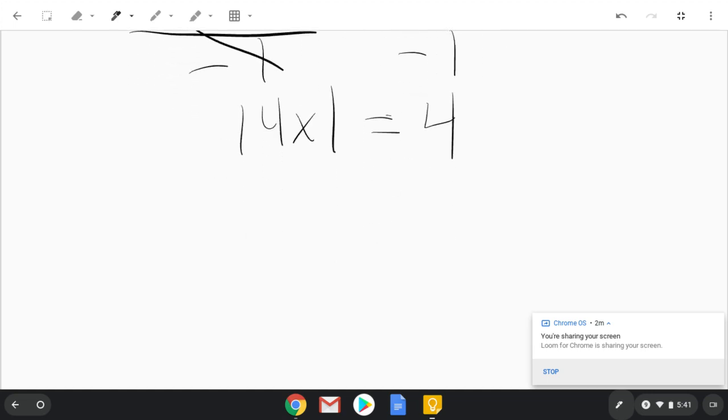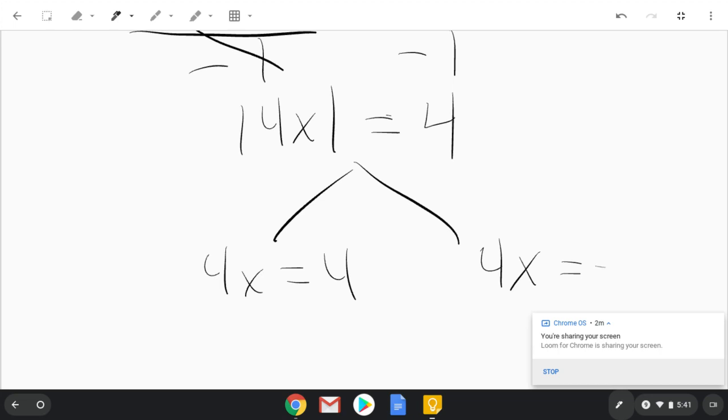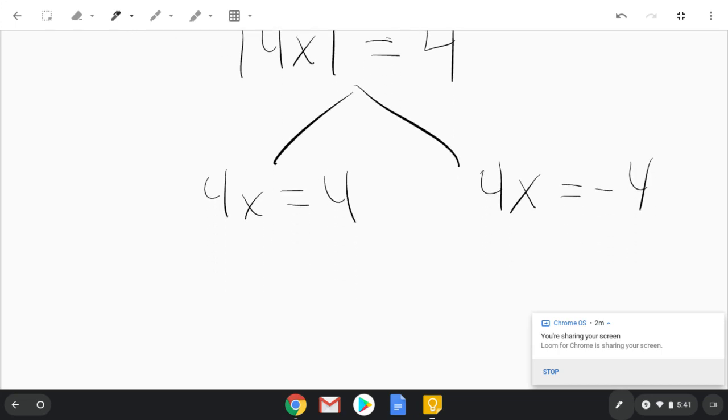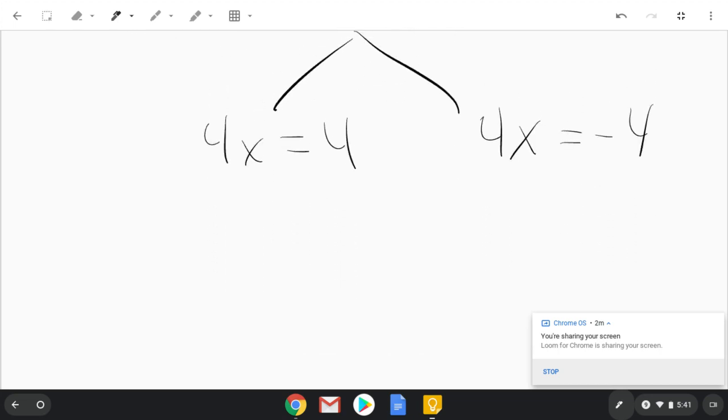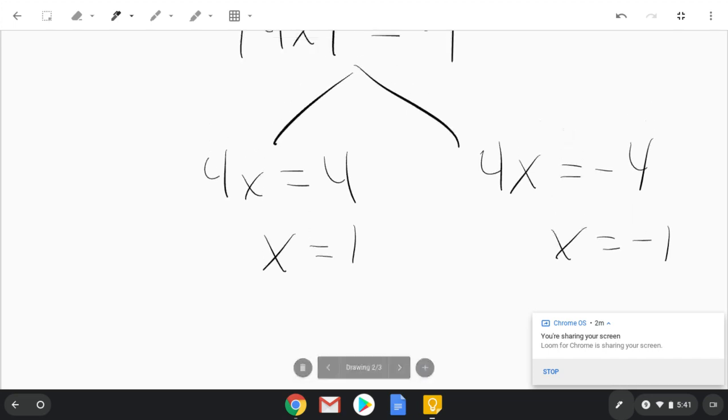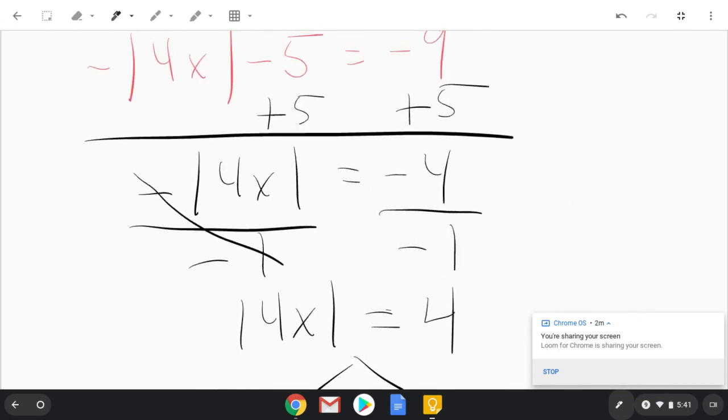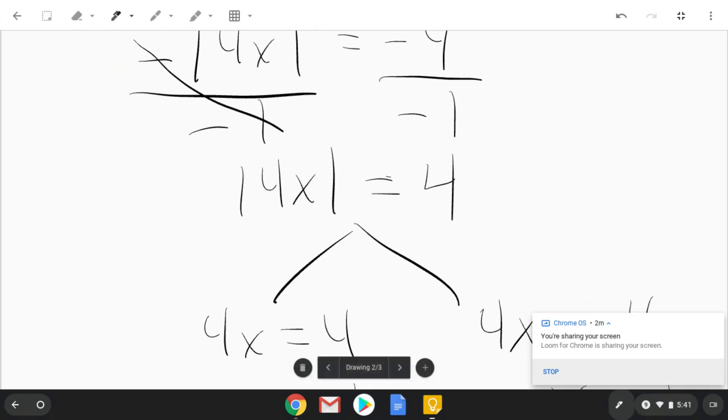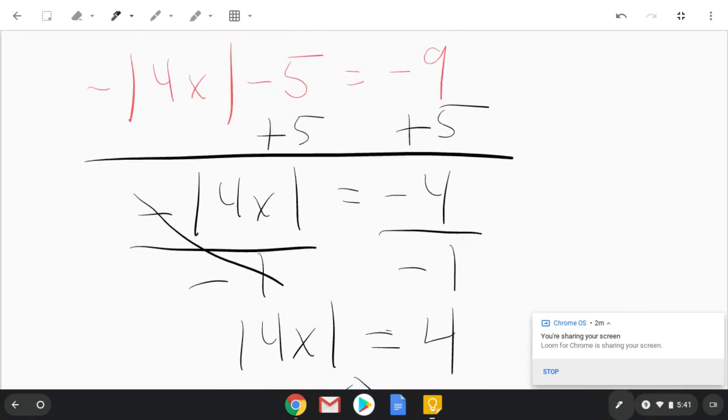Now you would break it up into your two cases, 4x equals 4, and the other one being 4x equals negative 4. I think the answers here are pretty straightforward. You just divide by 4, and you'll get x equals 1, and x equals negative 1. So again, before we could break it up into the two scenarios, you have to isolate, you have to get that absolute value thing by itself.